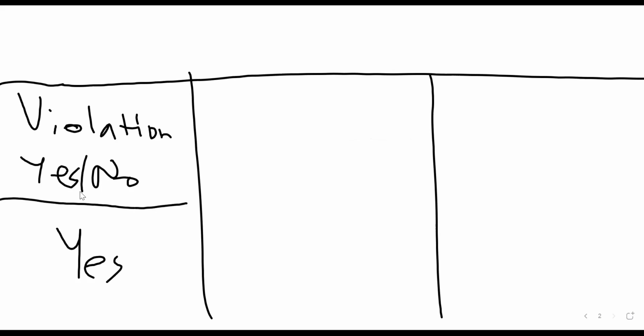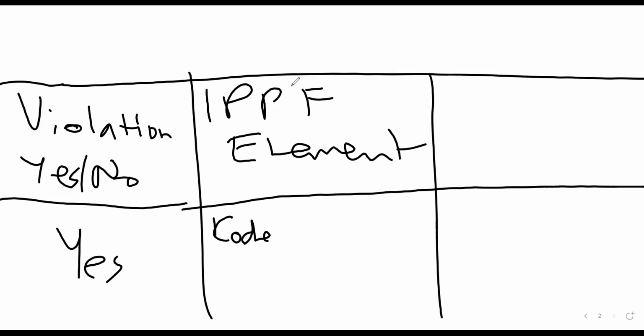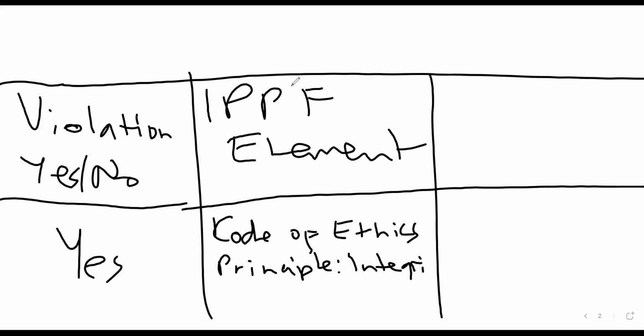Right, so if there's a violation, you would state that yes, there's a violation, and you cite the IPPF element that has been violated. So maybe if it's the code of ethics, then here you say code of ethics principle integrity, for example. All right, and then on the other column, which is the last one, this is now where you give your reason.